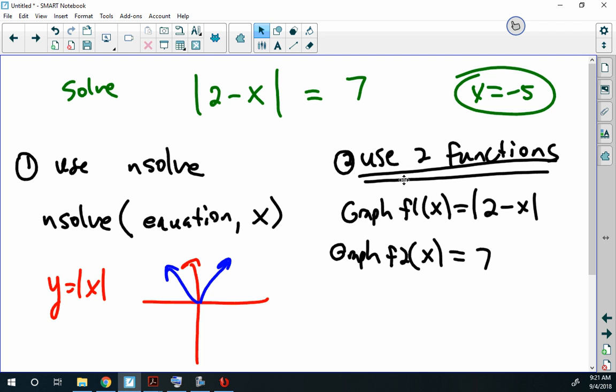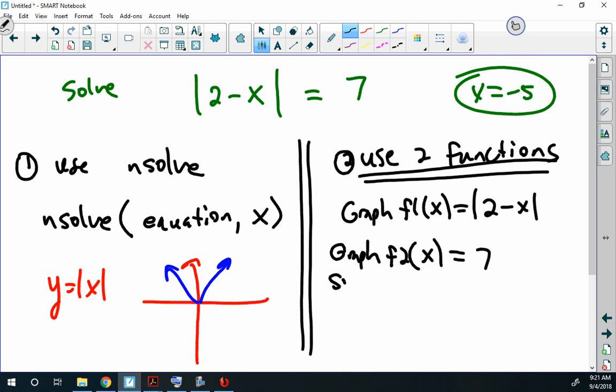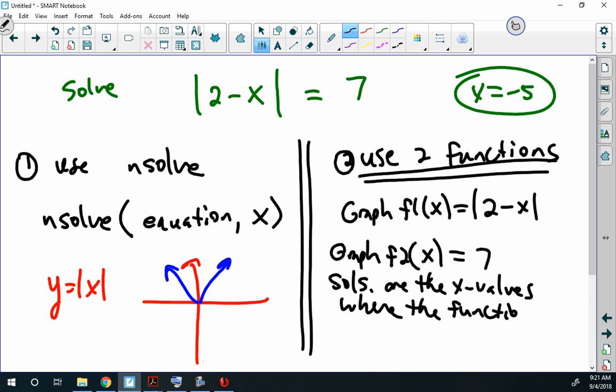And the cool thing about using two functions is my solutions are the x values where the functions meet, where the functions intersect. So if I can get these two functions to intersect in some place, the x values where they do intersect, those are my answers.